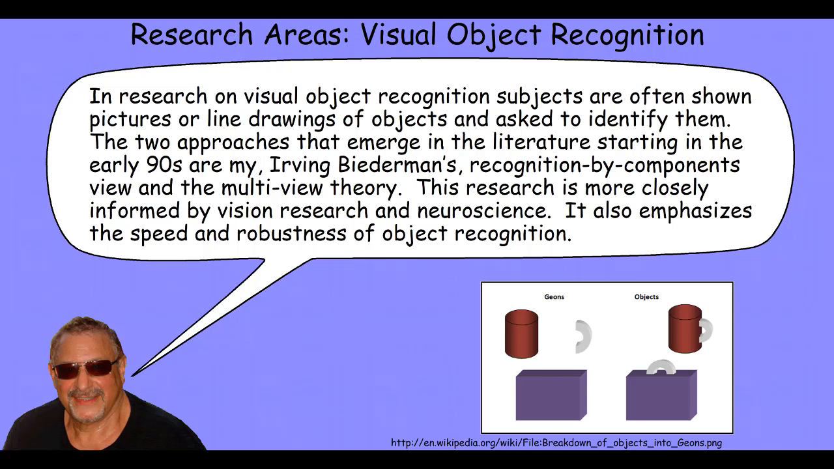The multi-view theory has a different approach to thinking about how we recognize objects based upon multiple views of those kinds of objects. Now, this research is much more closely informed by vision research and by neuroscience, and it emphasizes the speed and robustness of visual object recognition. So we can recognize an object sometimes in as little as 300 milliseconds. We can recognize it across all sorts of partial occlusions, rotations, changes in light.